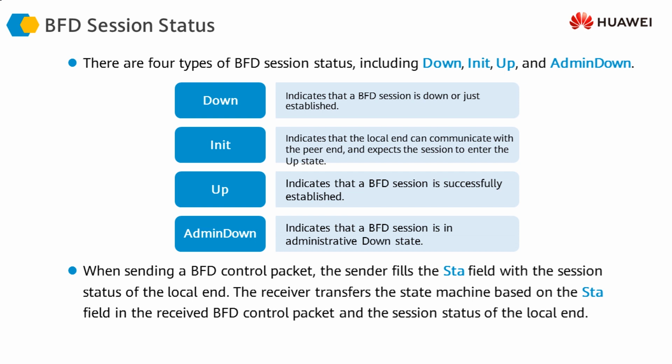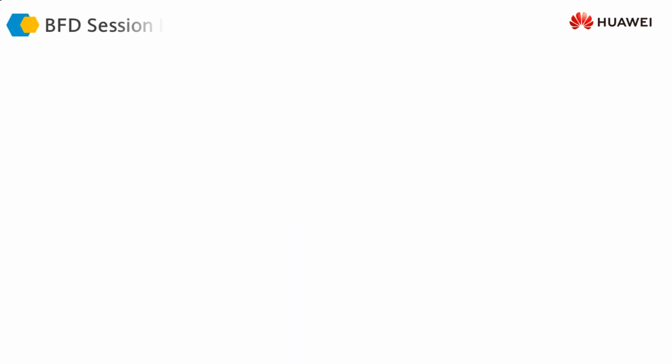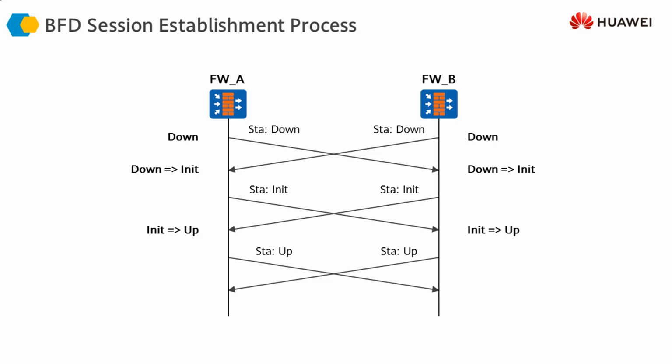If you look at how the transition takes place from down to init to up, you can see in this slide that initially the status information being exchanged between the two devices is down, then it transitions to init, and finally it moves to the up state. It remains in the up state unless there is a lack of connectivity, or one of the devices or the link between the two devices goes down.